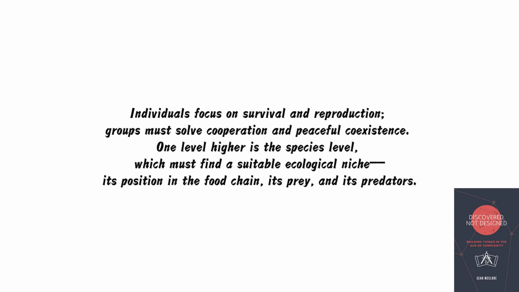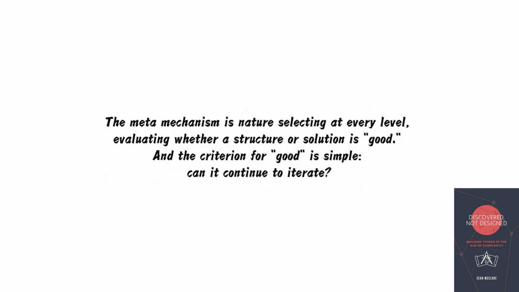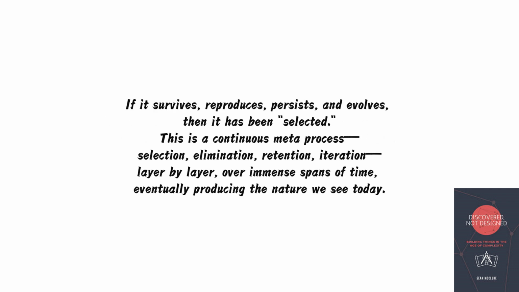One level higher is the species level, which must find a suitable ecological niche. Its position in the food chain, its prey, and its predators. The meta-mechanism is nature selecting at every level, evaluating whether a structure or solution is good. And the criterion for good is simple. Can it continue to iterate? If it survives, reproduces, persists, and evolves, then it has been selected. This is a continuous meta-process. Selection, elimination, retention, iteration. Layer by layer, over immense spans of time, eventually producing the nature we see today.